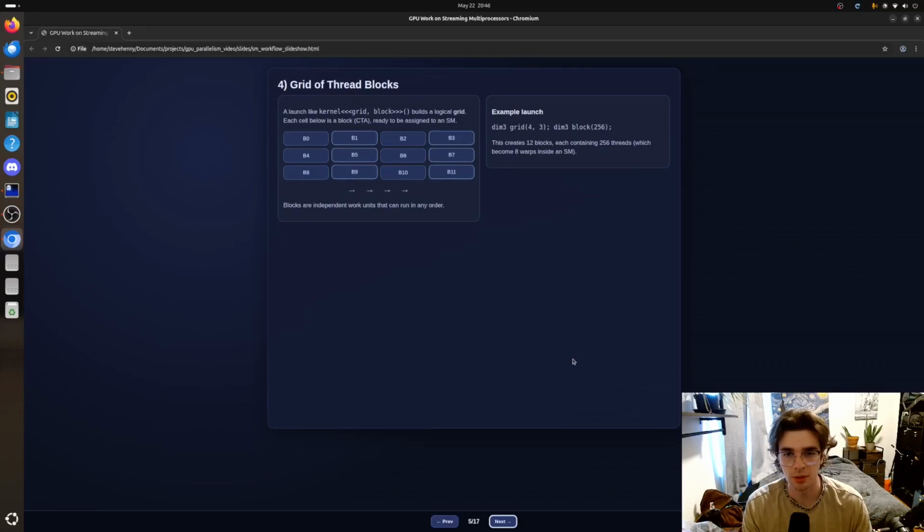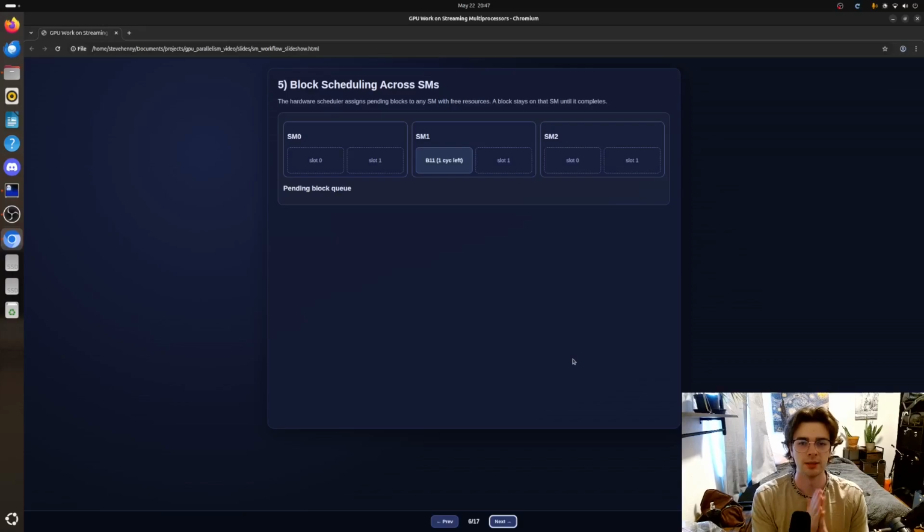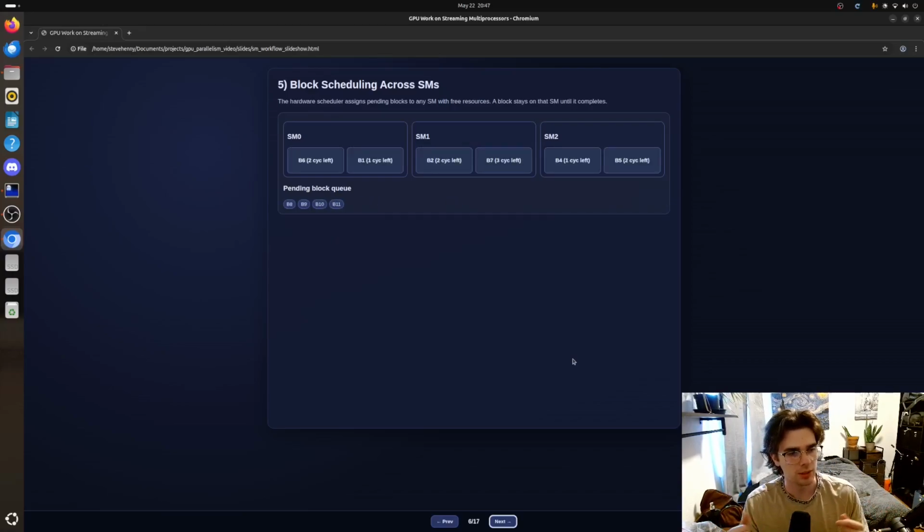So in my example launch, we would have a grid with a dimension of 4 and 3. And so we would have 12 blocks, each of them containing 256 threads, which will then create 8 warps from each of these blocks. These blocks are put into a block queue and the hardware schedules them. It's pretty simple. There's nothing super complex at this abstraction level, but something a little interesting happens at the warp schedule that allows us to hide a lot of the latency that comes with global memory access stalls.